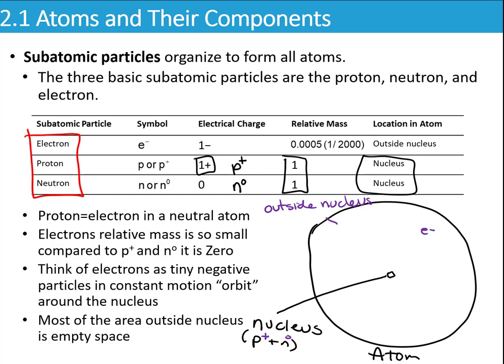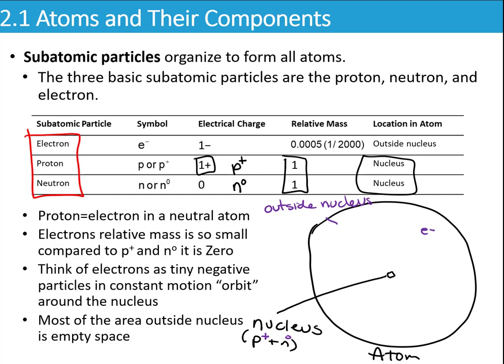Compared to protons and neutrons, electrons are very small. Their mass is 0.0005 compared to protons and neutrons, which would have a mass of 1. So they're very small, and they say that their mass is negligible. Electrons have mass because remember, they can't be matter if they don't have mass. You have to have mass and take up space. Electrons do have mass, but it's so small, it doesn't affect the mass of the atom as a whole. The mass of the atom is really based on the number of protons and the number of neutrons that atom has.